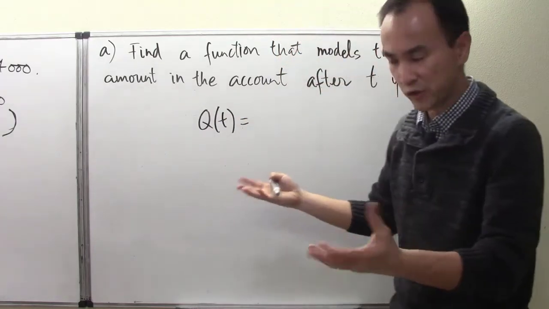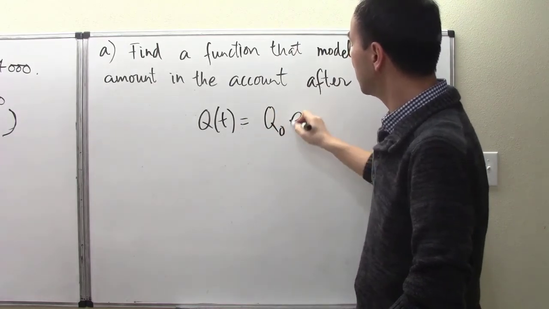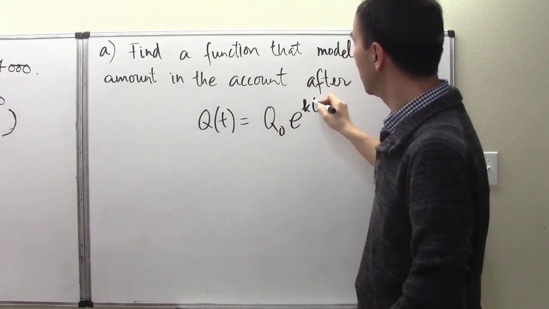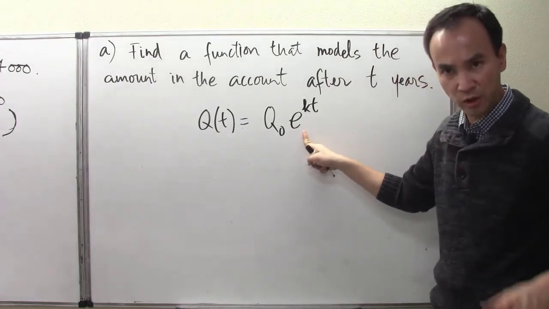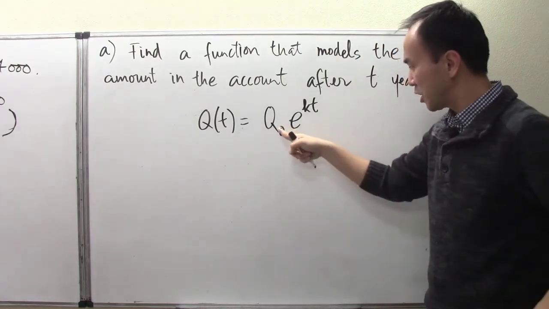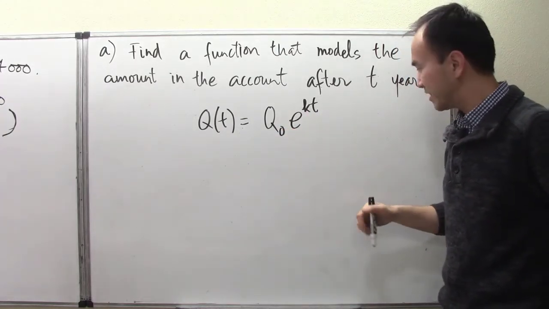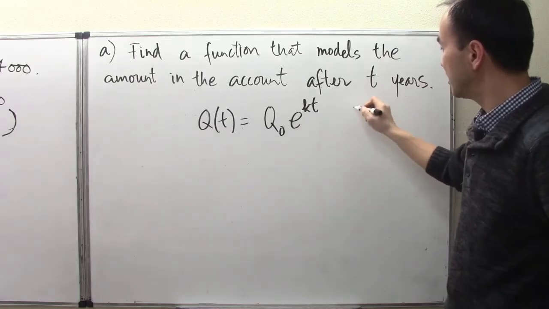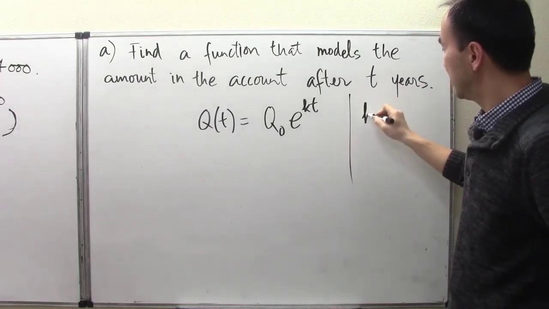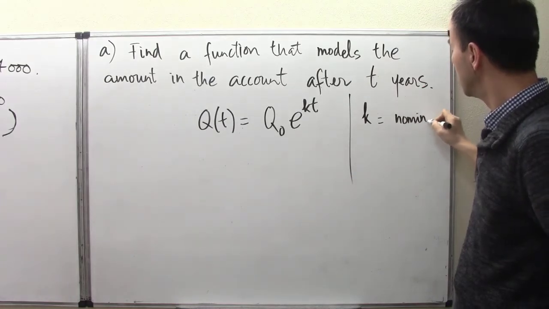And that's the easiest choice right there. Q sub 0 times e to the kt. We already know this base is always that famous constant 2.718. So Q sub 0 times e to the kt right here. And then just keep in the back of your mind, k in the role of k right here, k is the nominal rate.